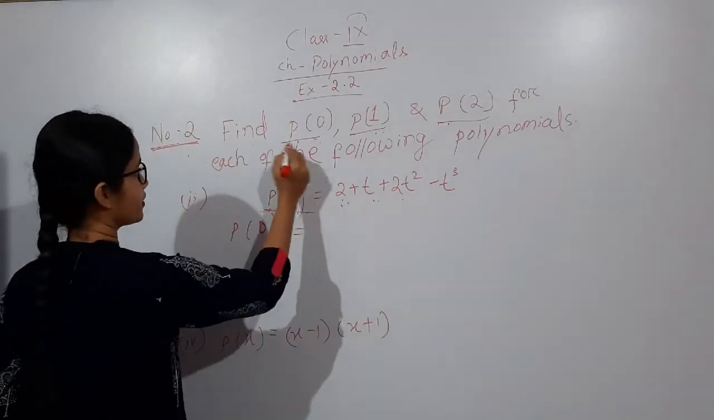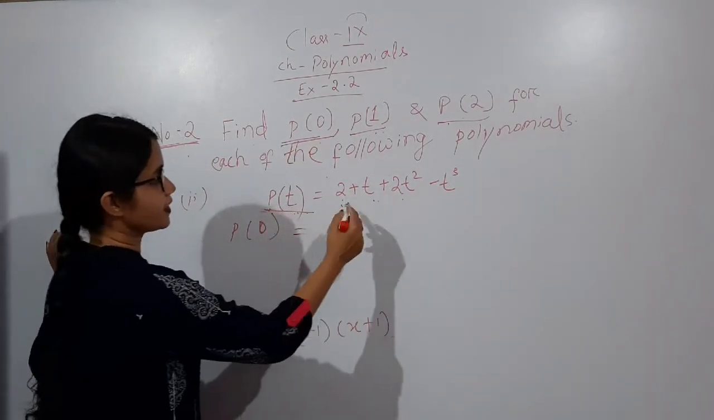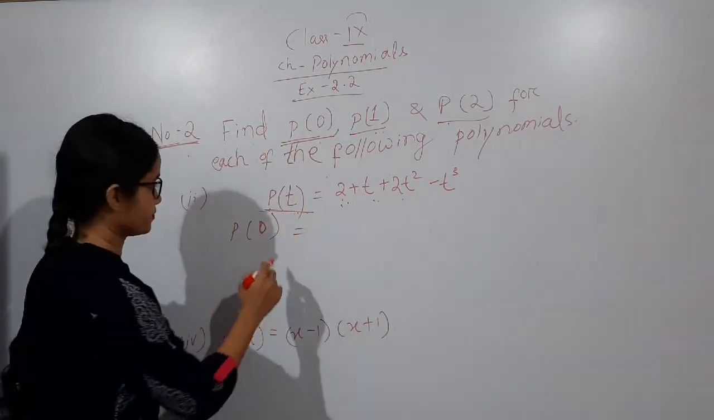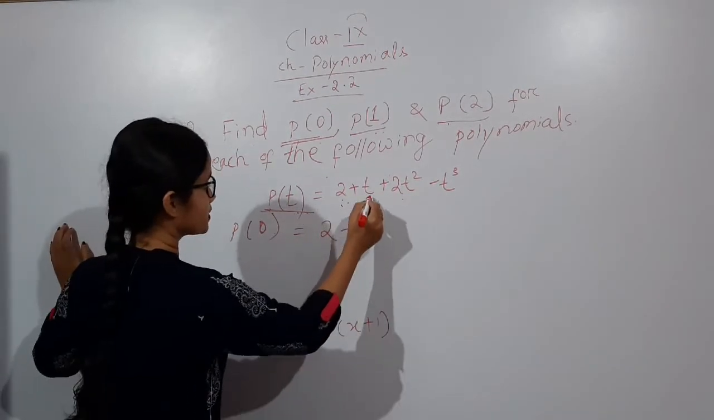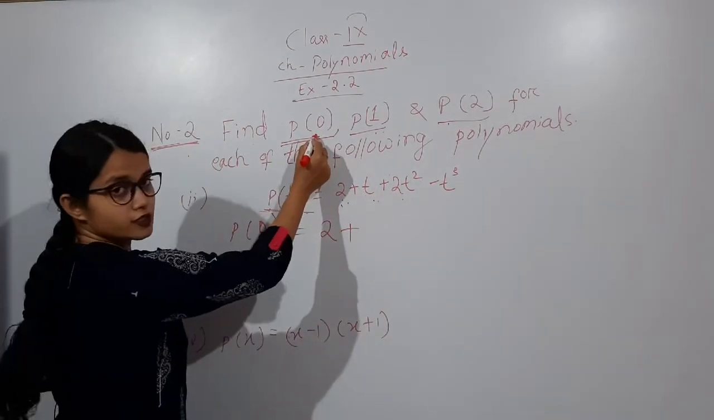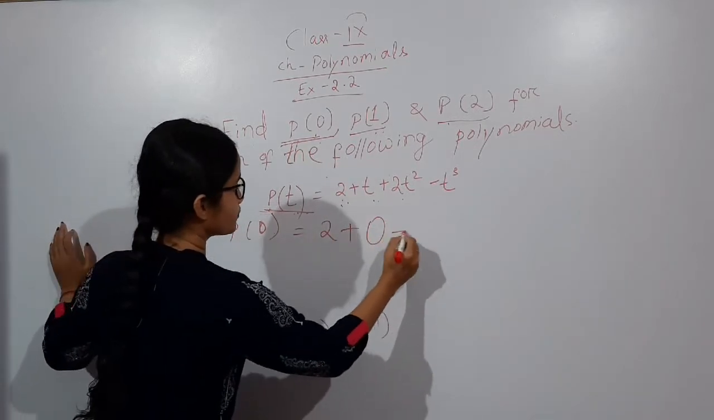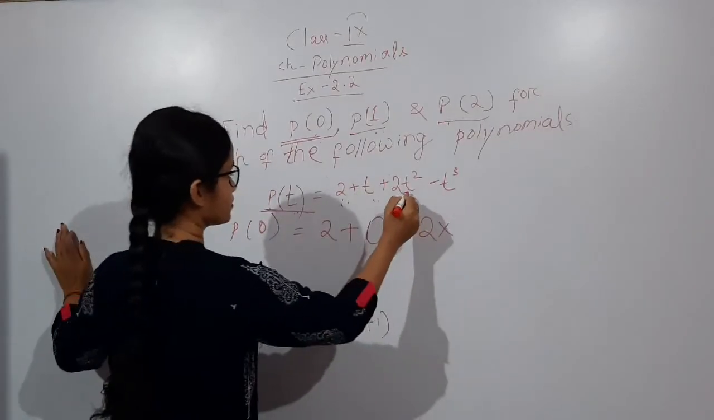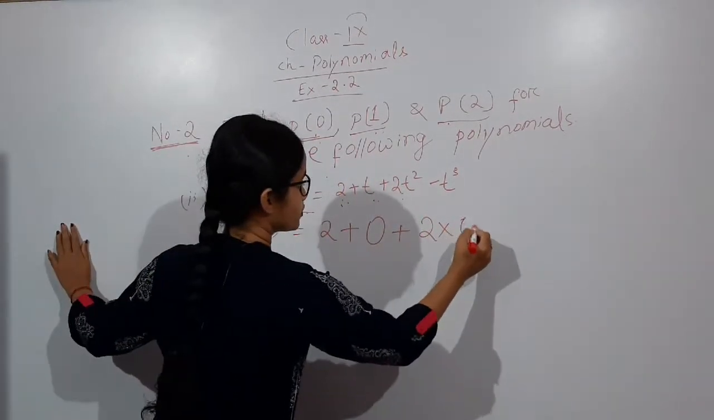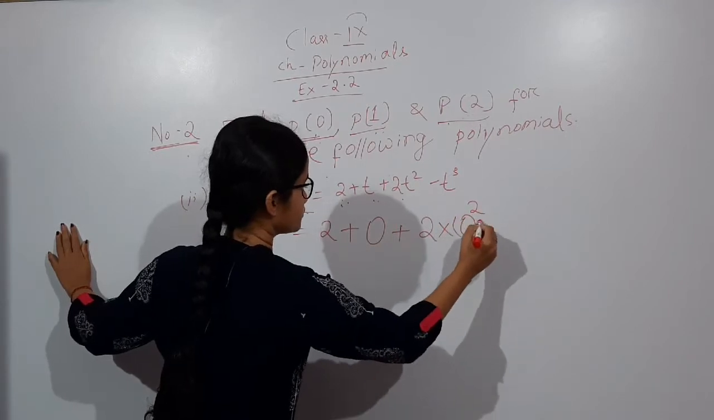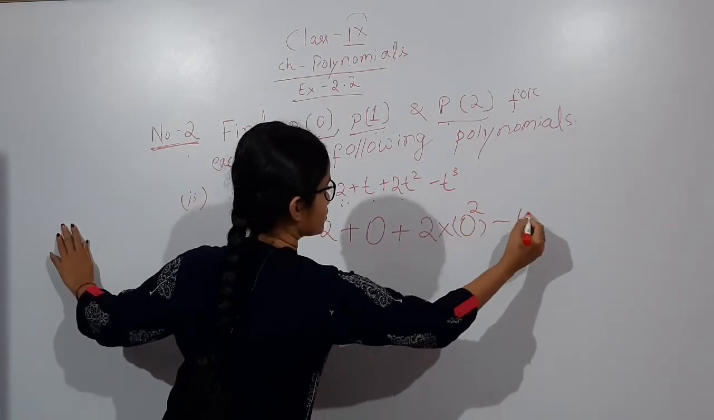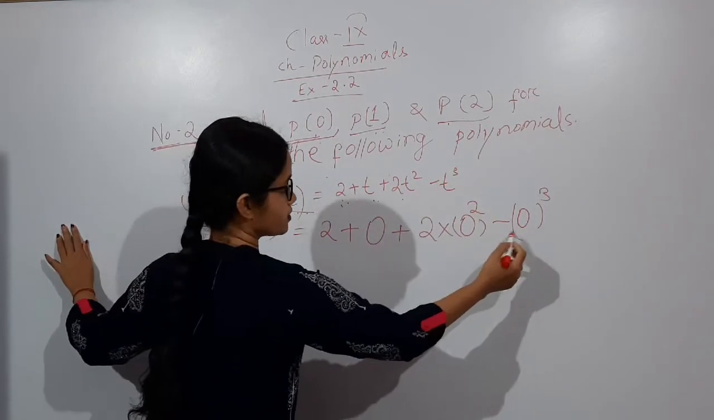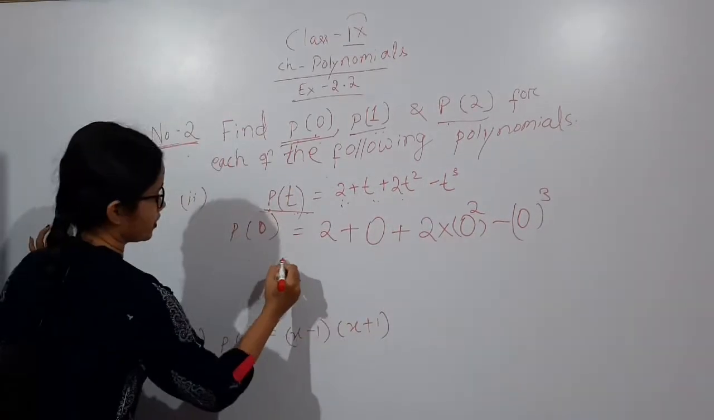So first we have to find out P0, means in every place of t we have to put 0. Okay. So 2 plus, here is t, in the place of t we have to put 0. 2 plus 0 plus 2 into t square, that means 2 into, in the place of t we have to write 0. 0 to the power 2. Okay. Minus 0 to the power 3, because it is minus t to the power 3, that's a minus 0 to the power 3.